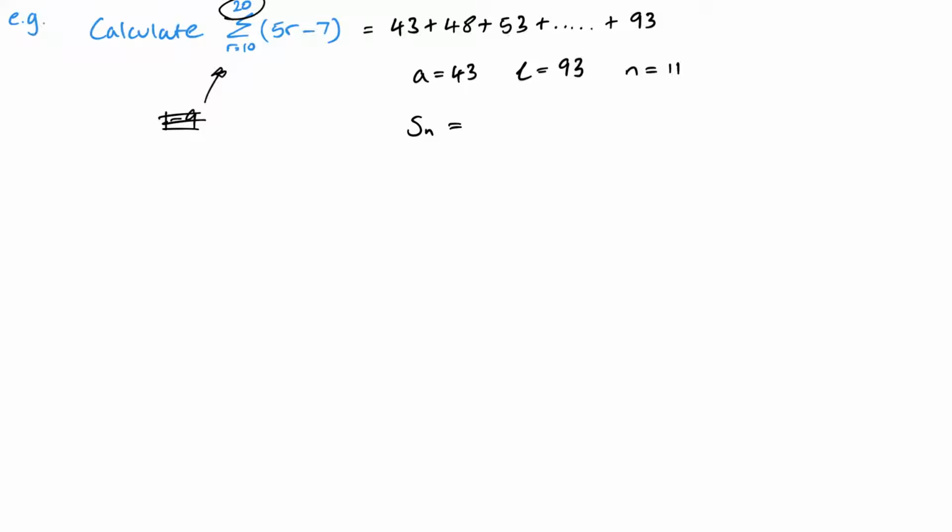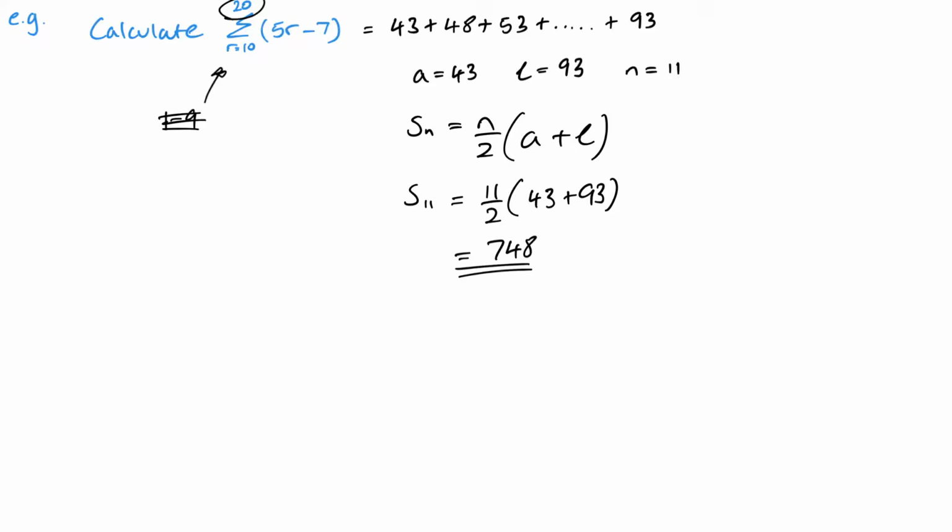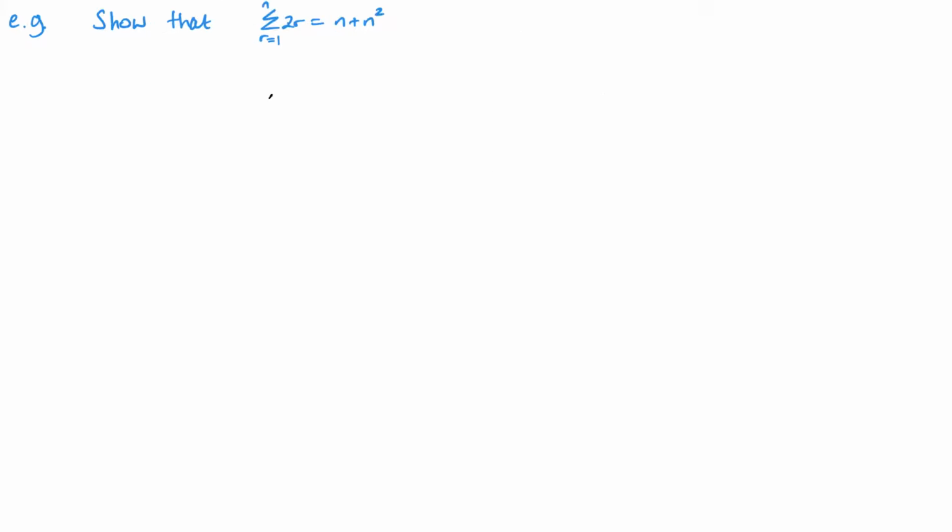Anyway, let's get into this. So Sn is n over 2 (a plus l). Like I said, I prefer to use a plus l if I know the value of n and everything. So sum to 11 terms: we got 11 over 2 times (43 plus 93). And that gives me 748.